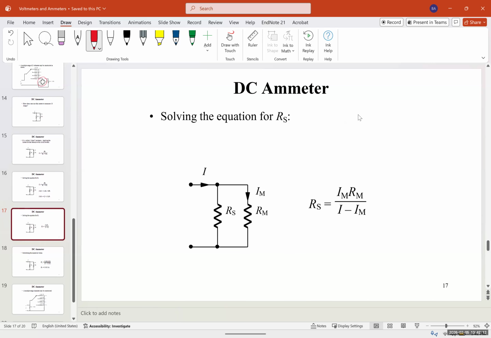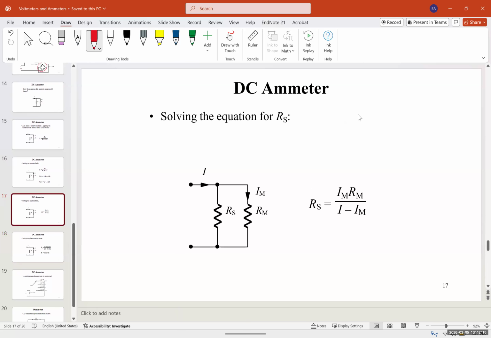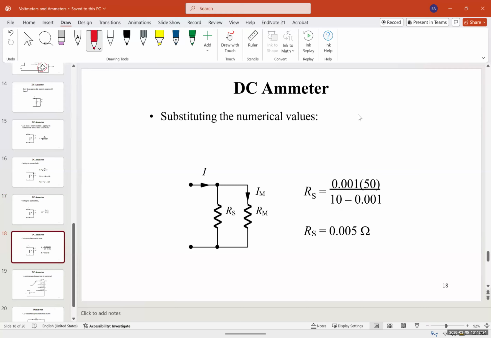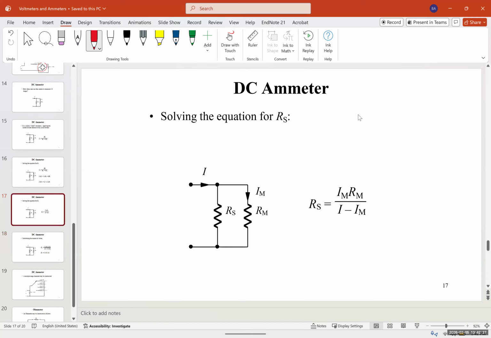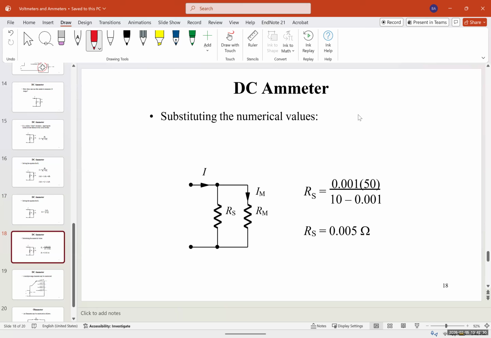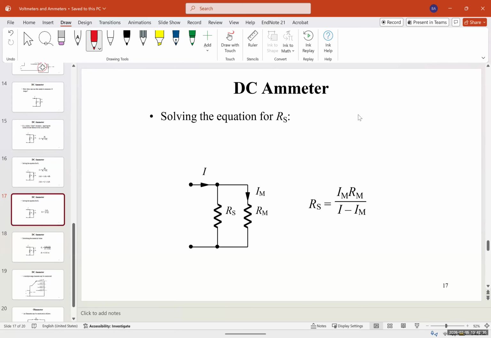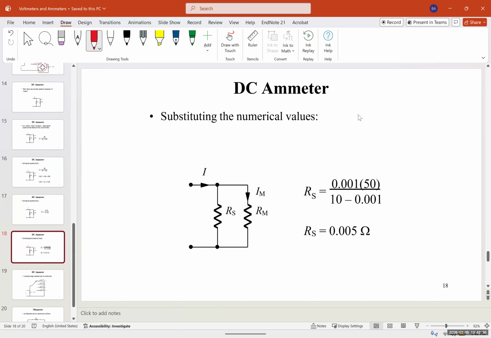Now, for the exact same problem that we had previously, imagine we want to measure the resistance of an ammeter. RM is, again, 50 ohms. The current that is passing through the coil is 0.001. Usually the currents are very low. And the current that is going through the whole system, I, is 10 amps. So it's going to be 0.001 times 50 over 10 minus 0.001, which gives us an RS of 0.005, or 5 milliohms.